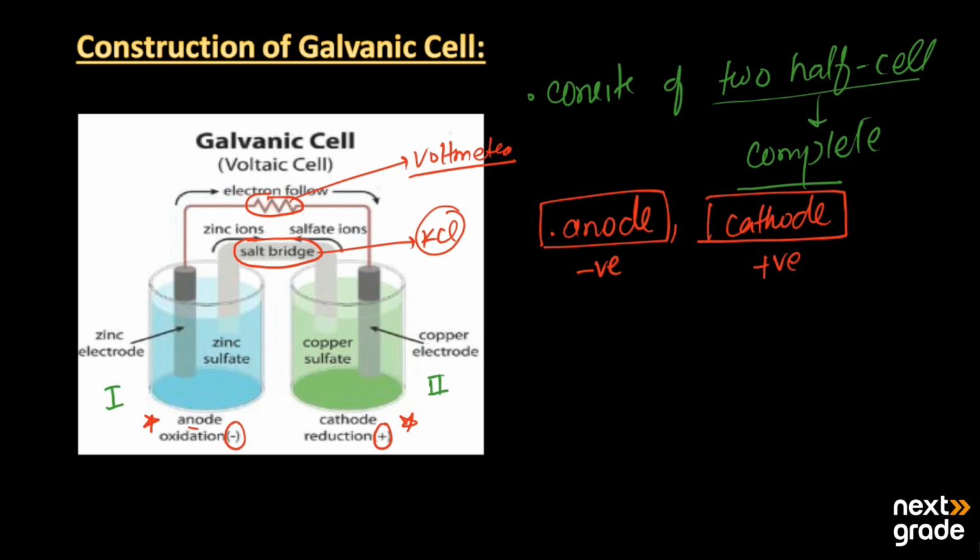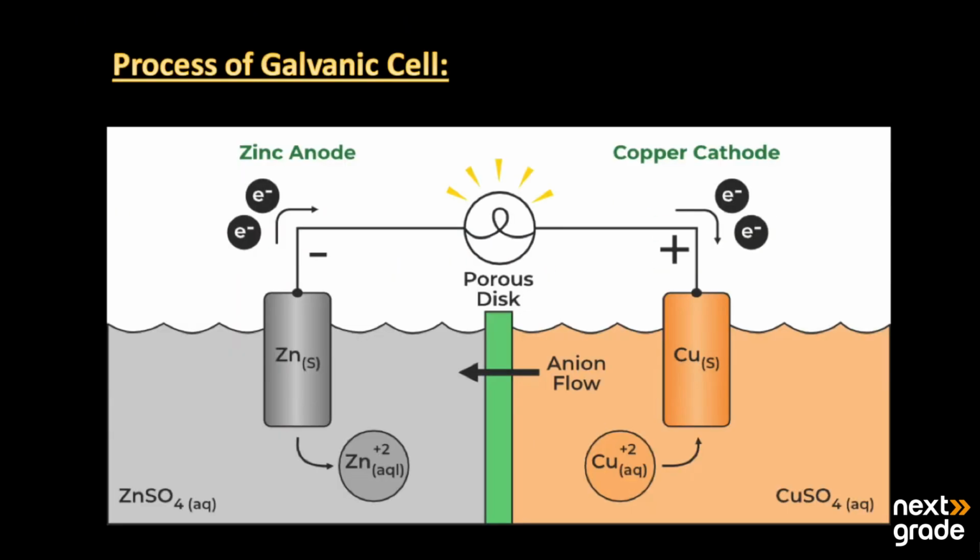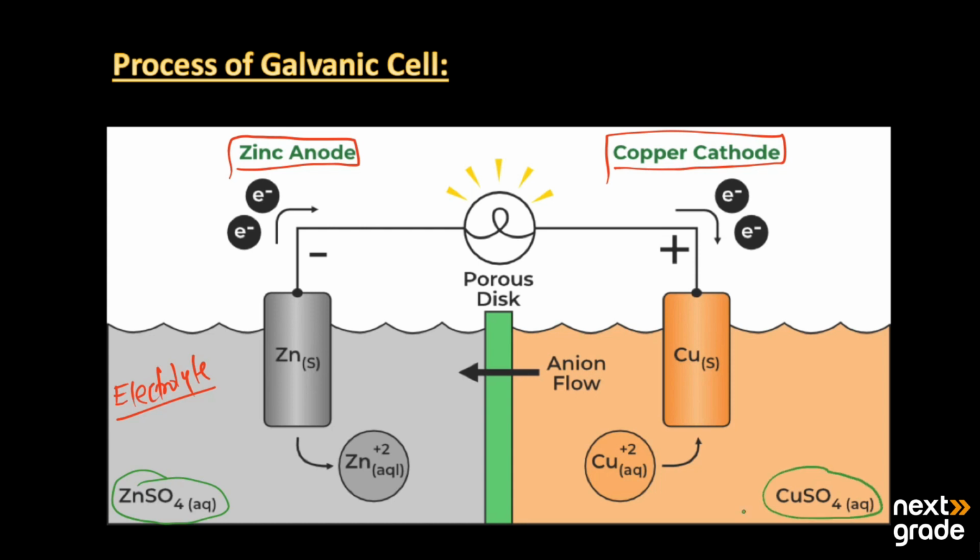Now how does the process take place in the galvanic cell? Let's have a look. The zinc side works as the zinc anode and the copper side works as the copper cathode. Both are filled with electrolyte. The electrolyte on the zinc side is zinc sulfate aqueous solution and the electrolyte on the copper side is copper sulfate aqueous solution. In the zinc solution, the zinc electrode is dipped, and in the copper solution, the copper electrode is dipped, in solid state.